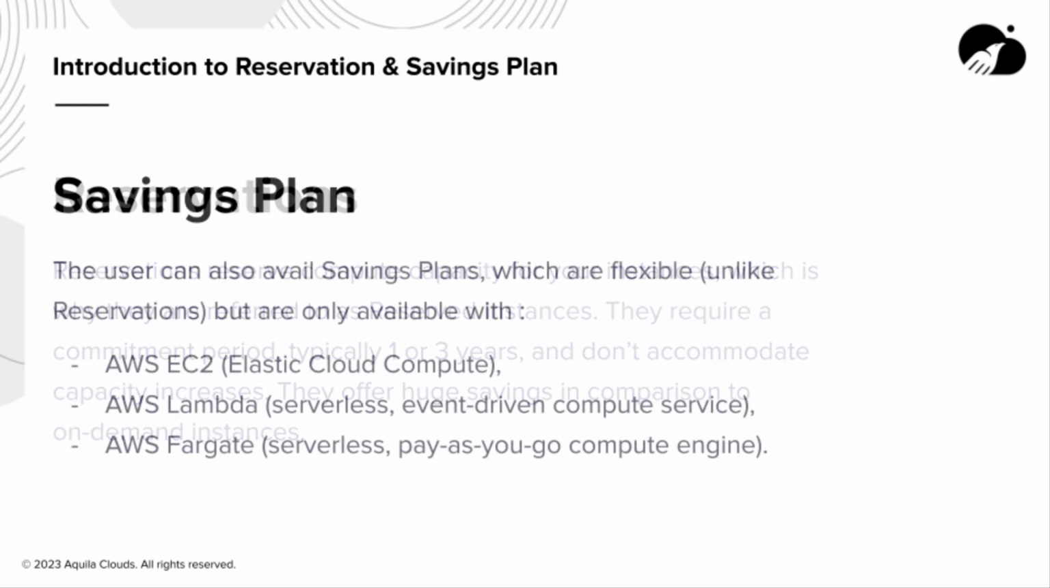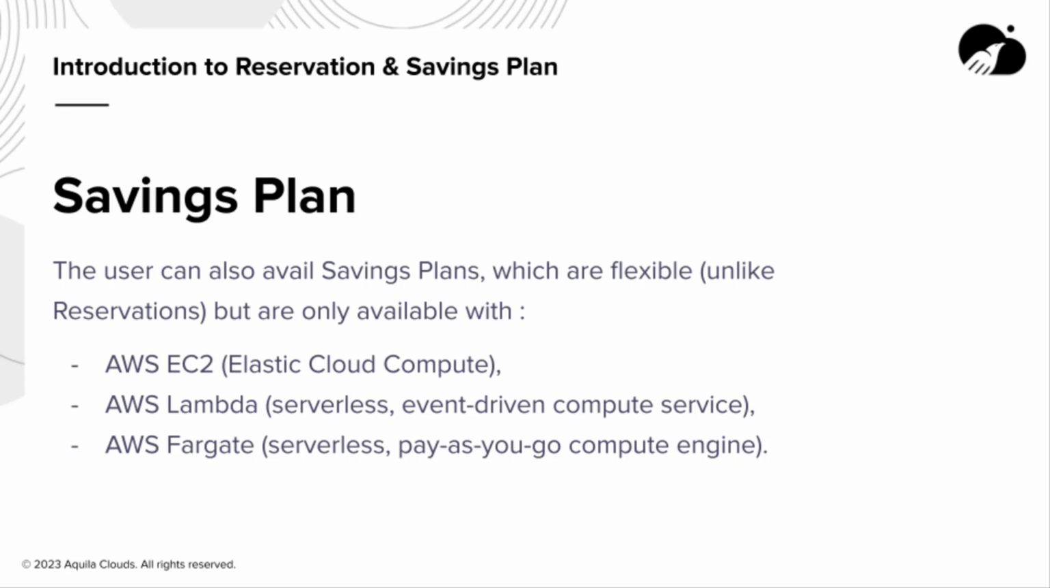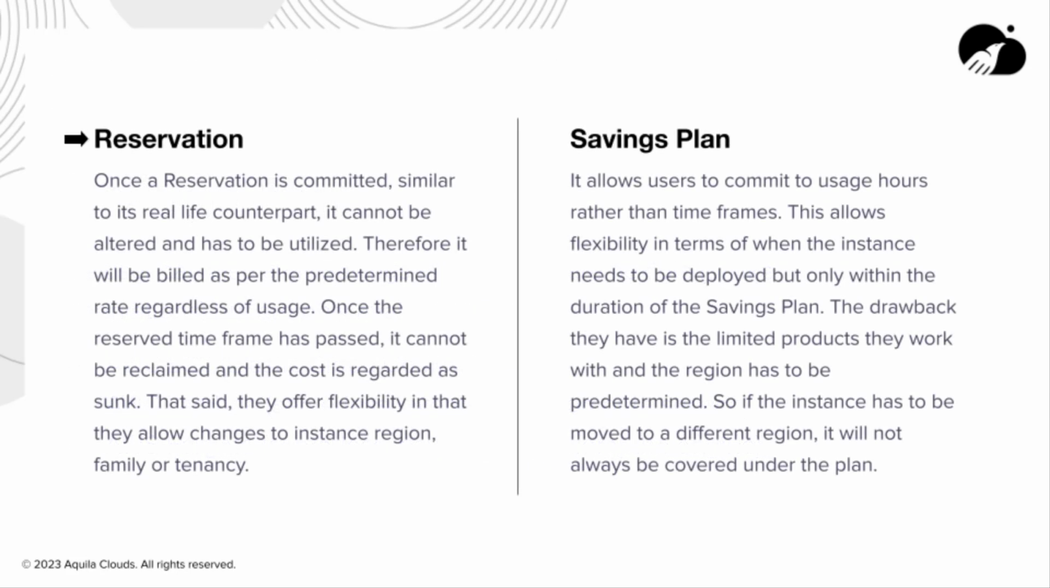The user can also avail savings plans, which are flexible but are only available with AWS EC2, Lambda, and Fargate usage, and they too require a multi-year commitment. The primary difference between the two is that once a reservation is committed, similar to its real-life counterpart, it cannot be altered and has to be utilized. Therefore, it will be billed as per the predetermined rate regardless of usage. Once the reserved time frame has passed, it cannot be reclaimed and the cost is regarded as sunk.